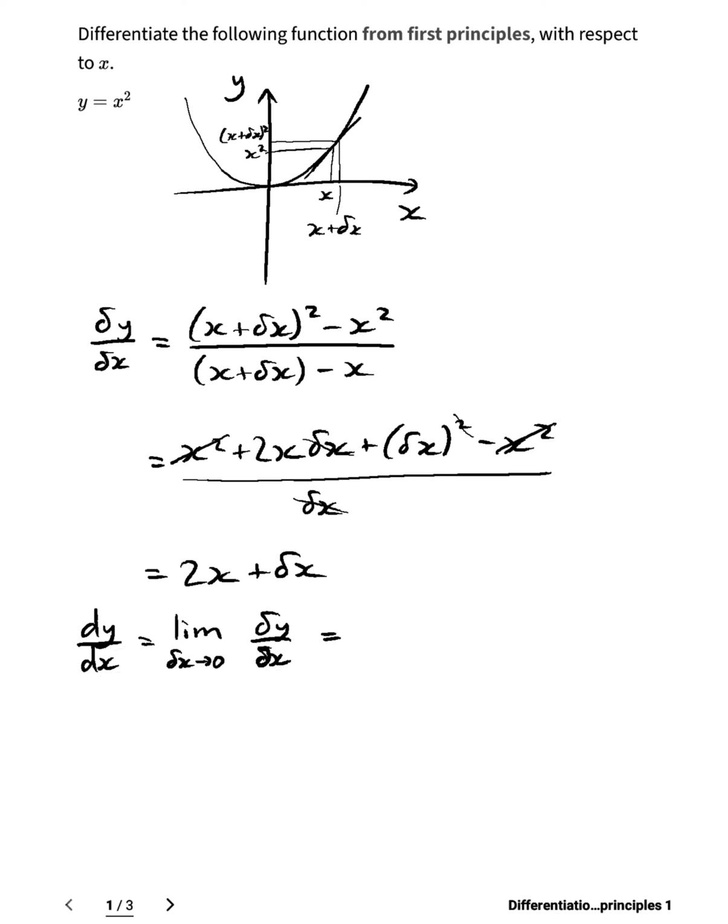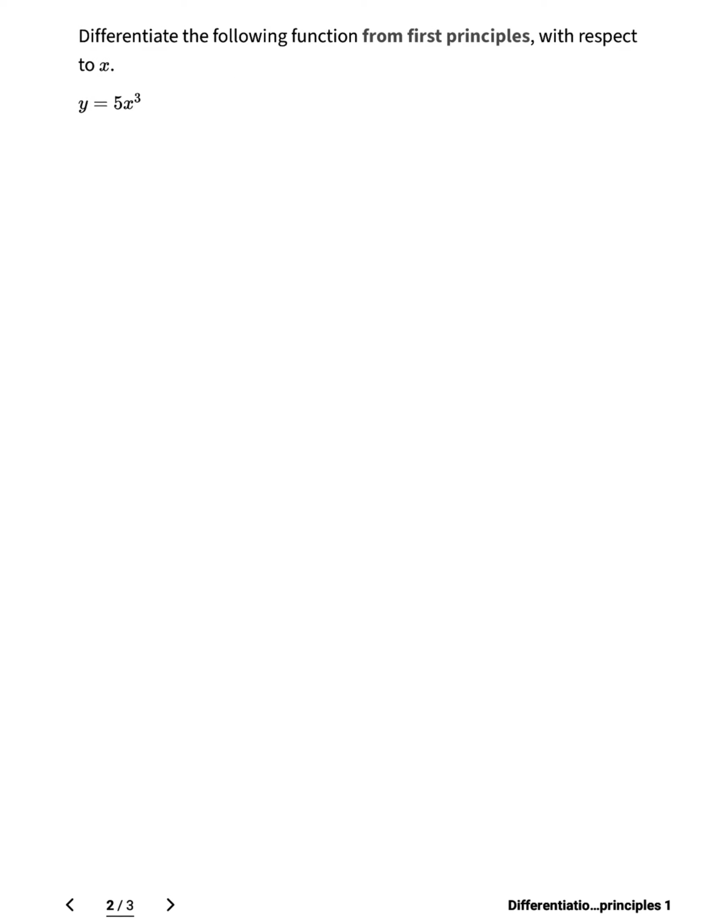And as you can see here, we've got 2x plus delta x. If delta x becomes really, really small, that means that it's not going to matter compared to 2x. So this limit is just going to be 2x. So now we've got the answer. So dy by dx is equal to 2x. Let's look at another example.